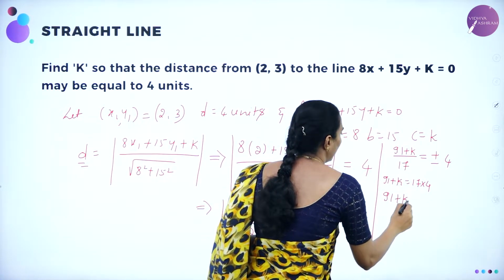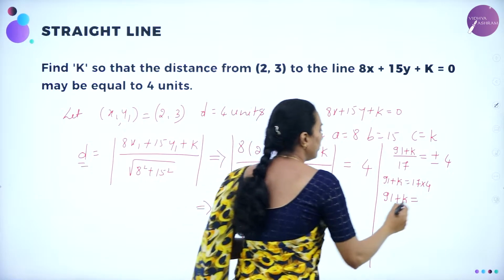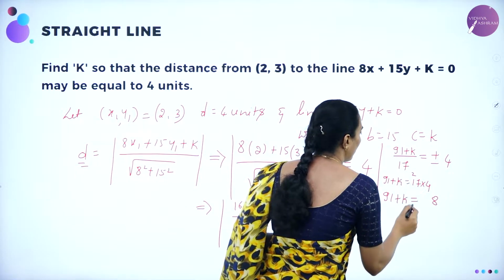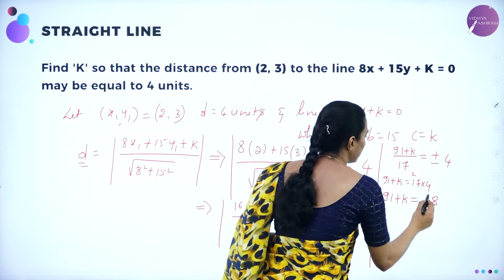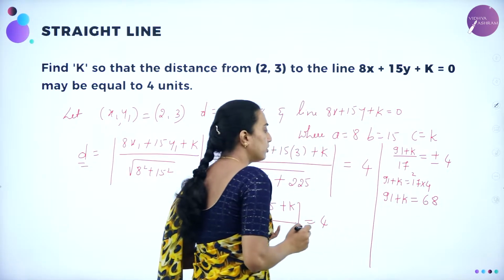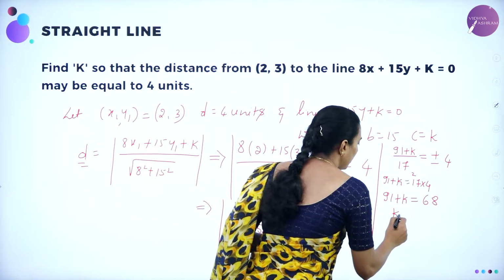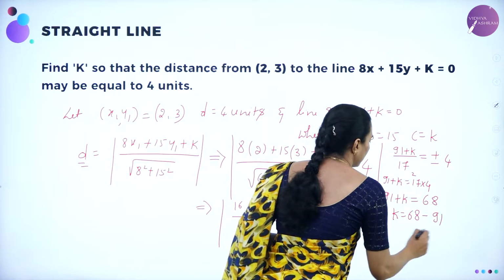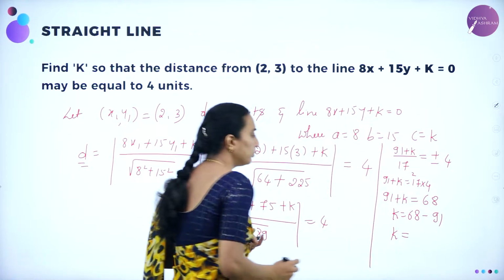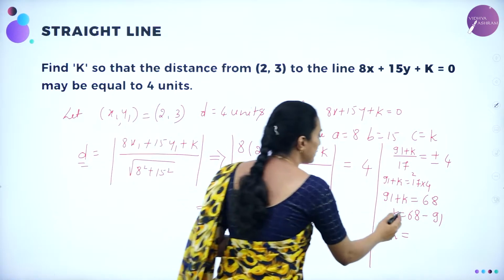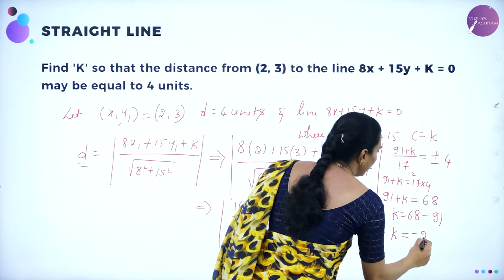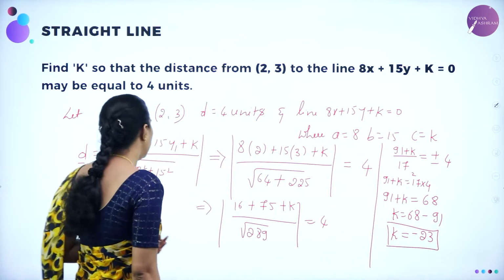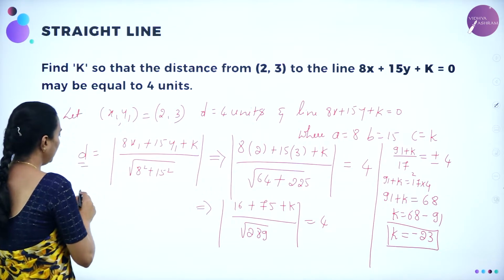91 plus k is equal to, 7 4s are 28, 2 is the LCM, 4 1s are 4, 4 plus 2 is nothing but 6. So 17 4s are 68. Now k will be equal to 68 minus 91. So k will be equal to, the answer is 68 minus 91 is minus 23. So k value 1 is minus 23.